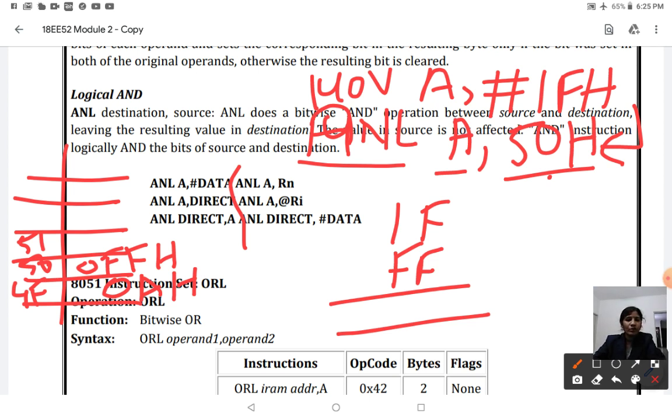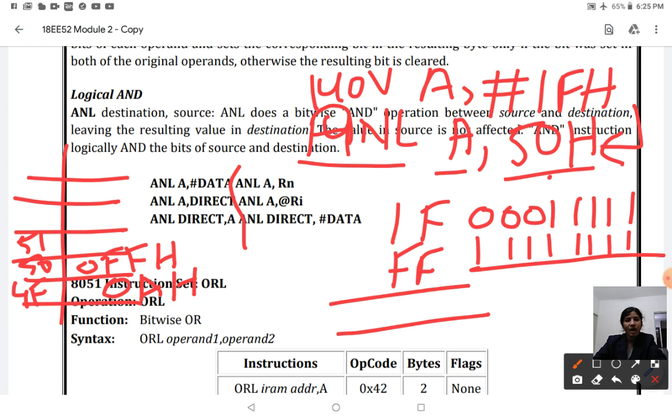So 1F, if you write it, you will get 0001 1111. F means 1111. FF means 1111 1111. In the AND operation, the output goes high, or the output is true, when both the logical inputs are at true level, that is, at high level. So here 0001 1111, the rest all will be 0. After performing the AND operation, that is ANL A, 50H, you will get the answer 1F. This is how your logical AND operation works.